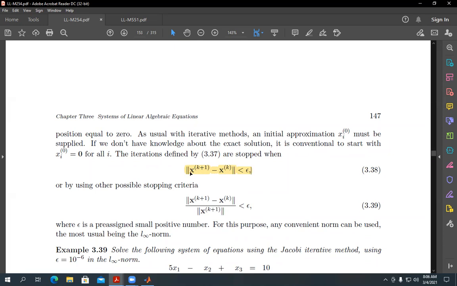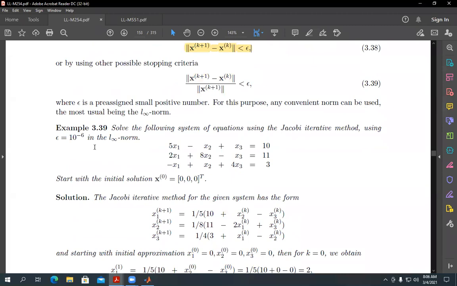You have to find this, then take the difference between them, and then take the L infinity norm. Remember we discussed the norm of a vector last time. What is the L infinity norm of a vector? The L infinity norm of a vector is the maximum element in the absolute sense.